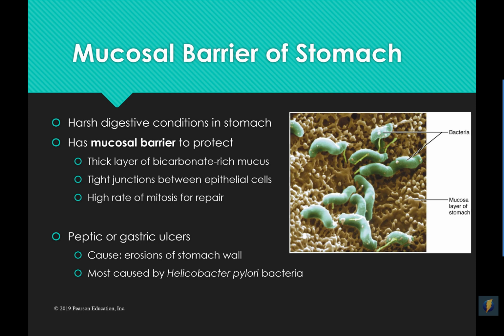Now, most bacteria do not do well inside the stomach. However, there is one particular type of bacteria that does okay in the stomach. It's called Helicobacter pylori. So these little green bacteria that you see on the screen. And they are typically the cause of a gastric or peptic ulcer, which is an erosion of the stomach wall where first the bacteria breach the mucosal barrier, and then the cells start to get damaged, and then it snowballs from there, and you can end up with part of your stomach wall eroding.